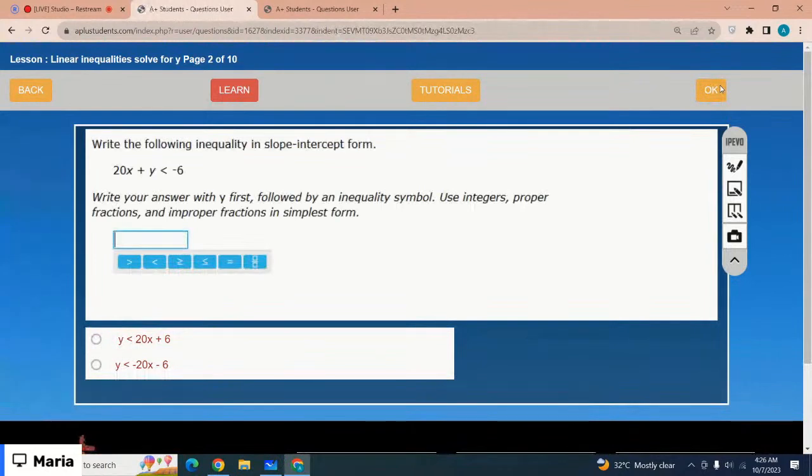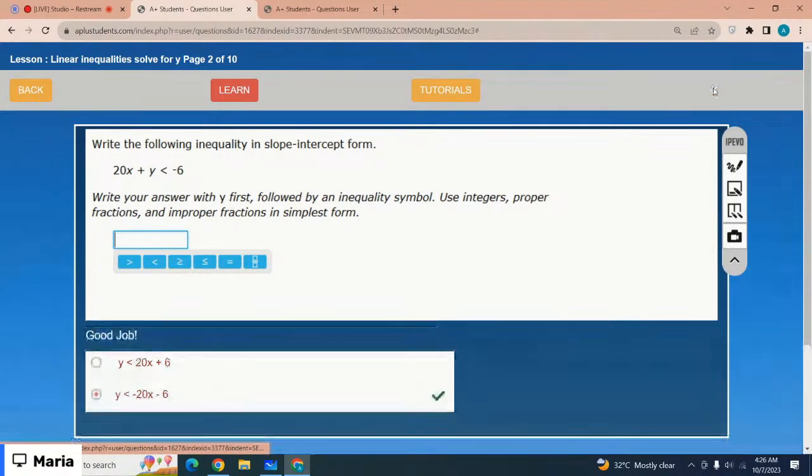Okay, the next one is write the inequality in the slope intercept form. So which is the correct option? Option 1 or option 2? Option number 2 is the correct option. y is less than negative 20x minus 6. Got it?